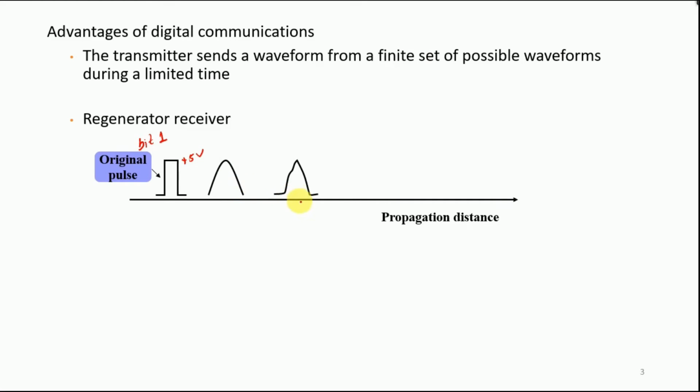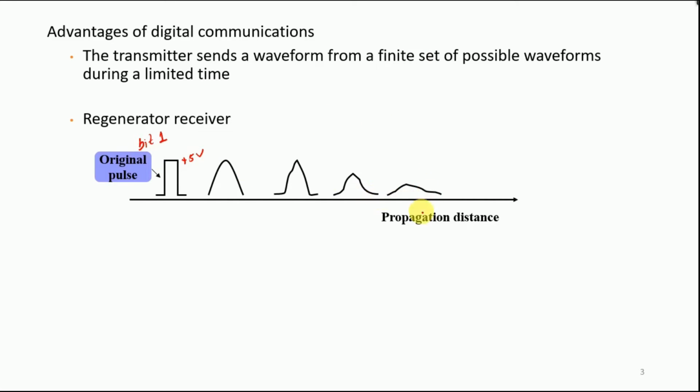Say at 200 meter, the attenuation has increased. At 300, the amplitude has considerably reduced. At 400, it is almost approaching 0. So attenuation beyond this point would render the bit useless. So we would not be able to detect the bit, right?